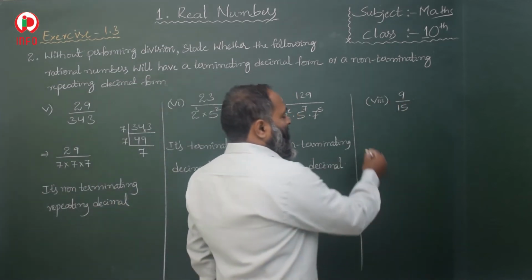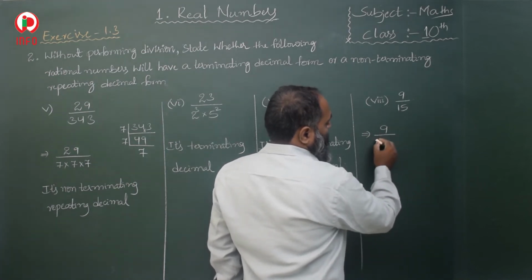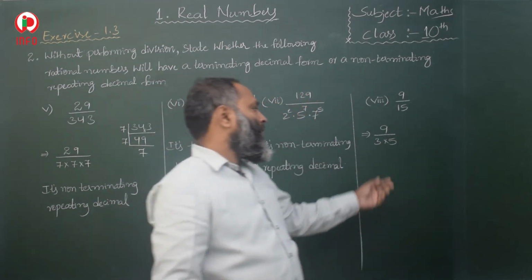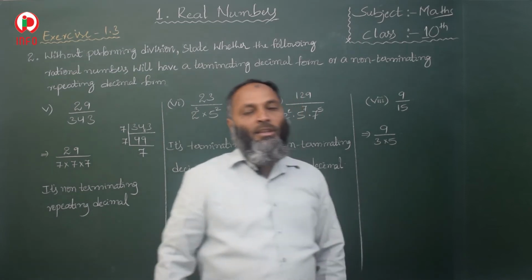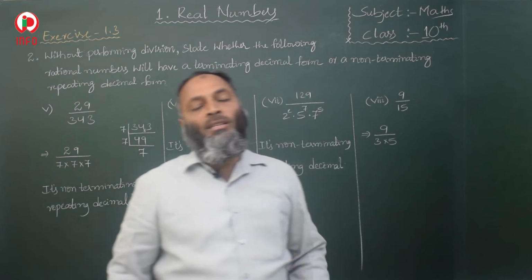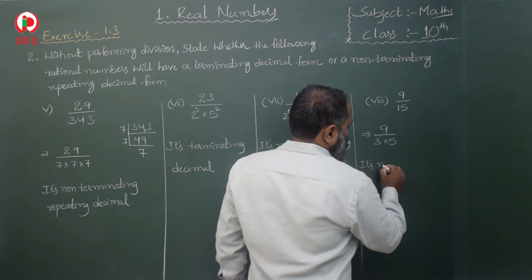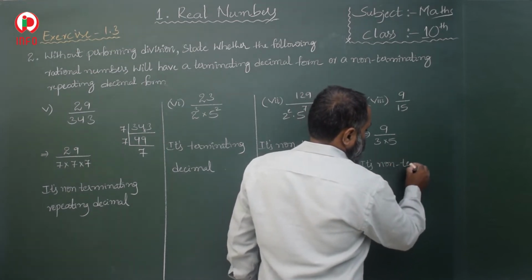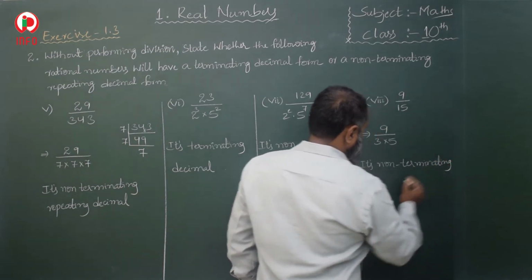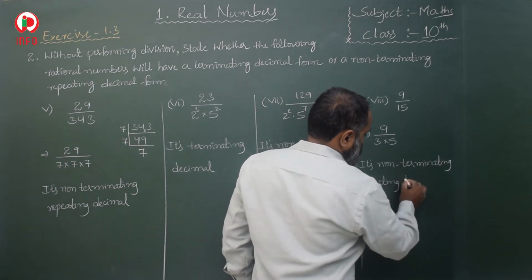And the next one, 9 by 15. First we should write the denominator 9 by 15 as a product of prime factors, that is 3 5s are 15. So here the denominator is the product of 3 and 5. Other than 5 and 2, 3 came. So that is why it is a non-terminating repeating decimal.